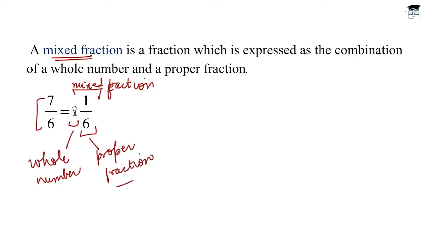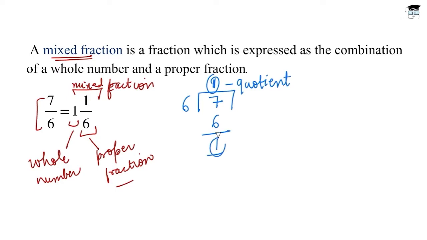So how can 7 by 6 be written as 1 by 6? Let's see that. You can obtain mixed fractions by performing a normal division. Now perform a normal division on 7 by 6. We have got this by dividing 7 by 6. So here 1 is the quotient, 1 is the remainder, and 6 is the divisor.